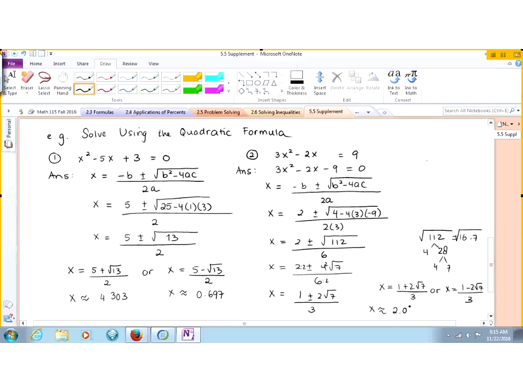approximately 2.097. And this is approximately 1 minus 2 square root of 7 equals, divided by 3. So isn't it negative 1.431? Can you guys please check?